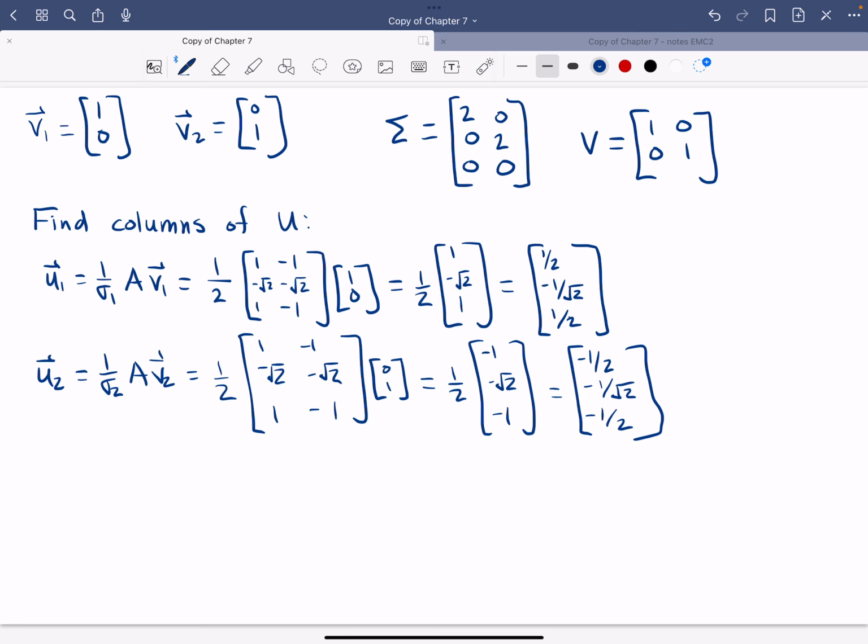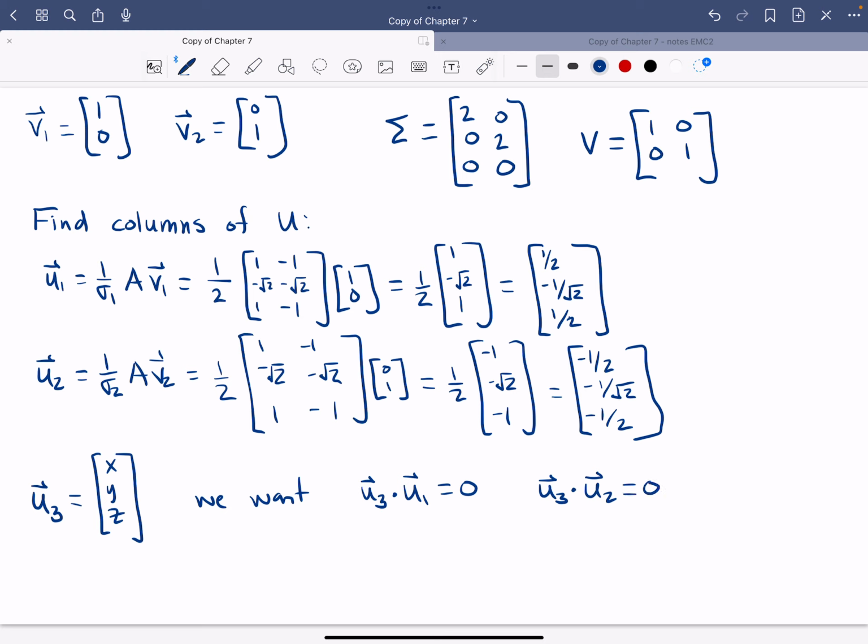So what you can do is say, well, let's now look for a third vector. Let's say that third vector is x, y, z. We don't know what it is yet, but we're going to try and find it. So we want to find a third vector that's orthogonal to the first two vectors we already have. So we want u3 dot u1 to be 0 and u3 dot u2 to be 0. Both of these facts give us a linear equation. We can take the vector x, y, z, dot it with u1 and set that equal to 0. That's going to give us one equation, and likewise the second one.